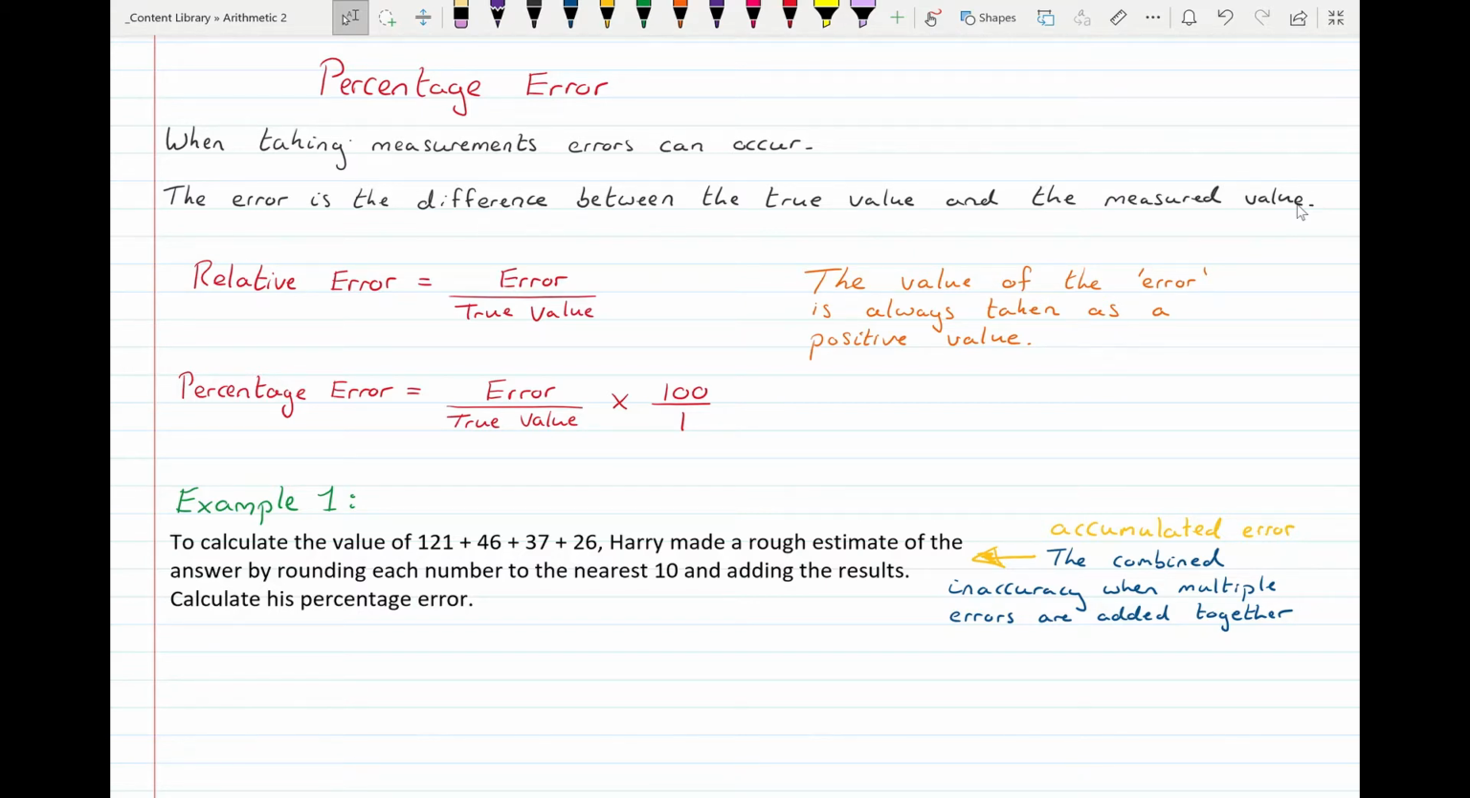And then your percentage error is you just take that relative error and you multiply it by 100 to turn it into a percentage. The value of the error is always taken as a positive value. So whether you were above it by 10 or you were below it by 10, you'll just say that the error was 10. You were out by 10.